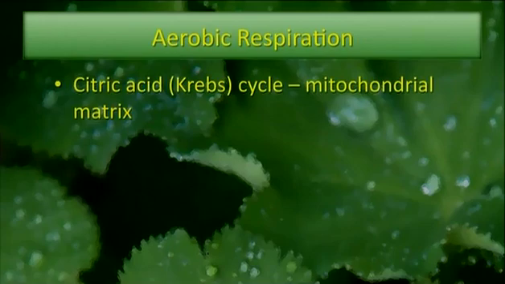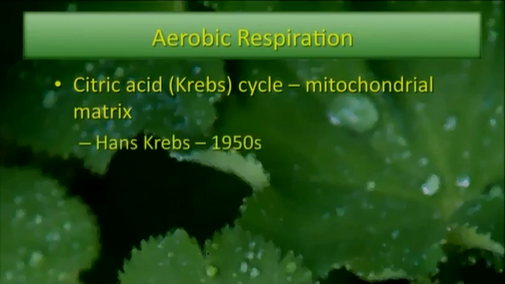Now the citric acid cycle, or the Krebs cycle. I call it the Krebs cycle; that's how I learned it, and that's how I'll teach it. The Krebs cycle happens in the matrix of the mitochondrion, the very innermost part. It's named after Hans Krebs, who delineated the steps during the 1950s. He won a Nobel Prize in 1953.